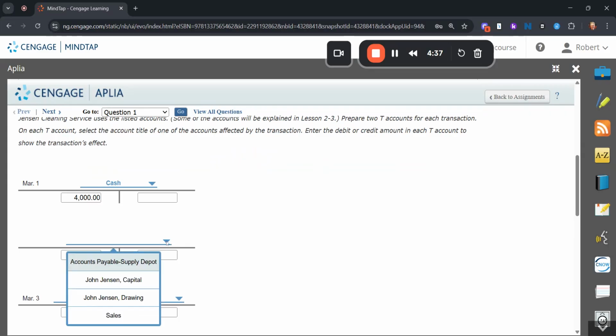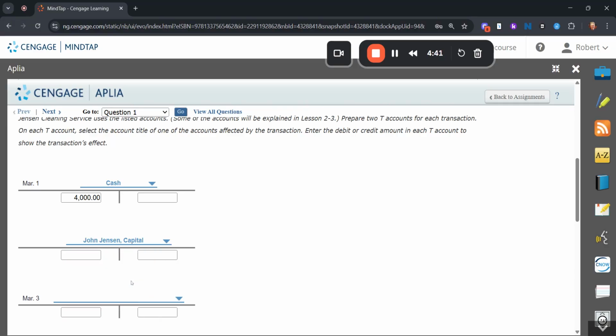So then our other account, the owner's capital account, and that's on that right side of the accounting equation. So the increase in accounts on the right side of the accounting equation go on the credit side.